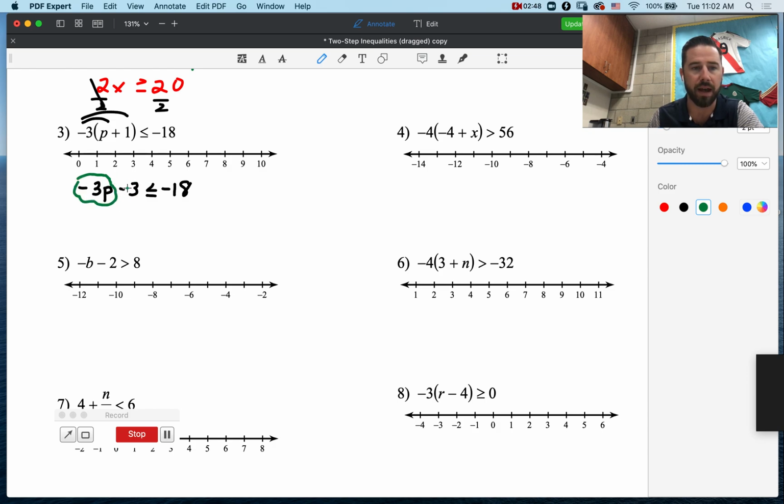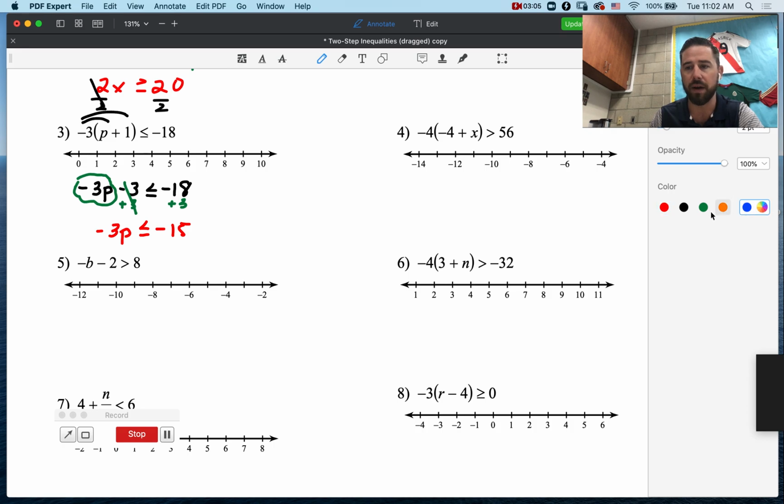Remember, we want to get the variable and anything that's stuck to the variable by itself, which means we got to get rid of this guy here. He's a negative 3, so we're going to add 3. Gone. It looks like we've got just our negative 3p there. We have our sign, and we have negative 15.